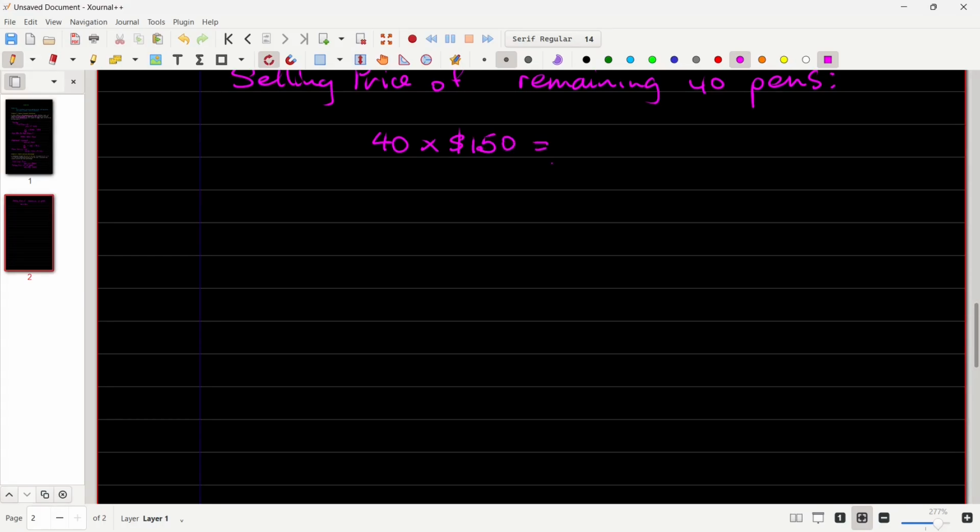So half of 40 is 20. One of 40 is 40. So 40 and 20 is 60. So we make $60 here. All right. So $60 from selling the remaining 40 pens.